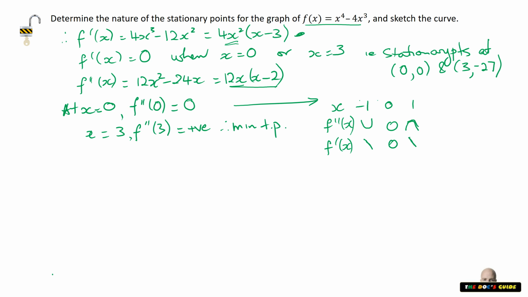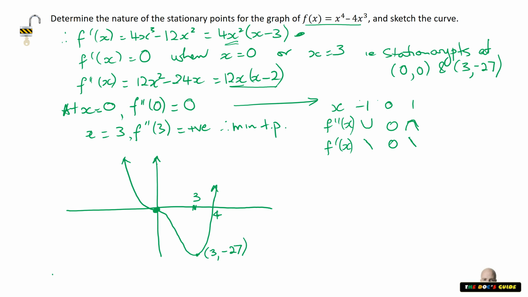So what this table tells us is that we have a change in concavity from concave up to concave down, and that the slope doesn't change either side, so this is indeed a horizontal point of inflection. So now we put those clues together and try and sketch it. So if we look at this sketch here, here's our minimum turning point at 3, minus 27. Our point of inflection, horizontal point of inflection going through the origin.